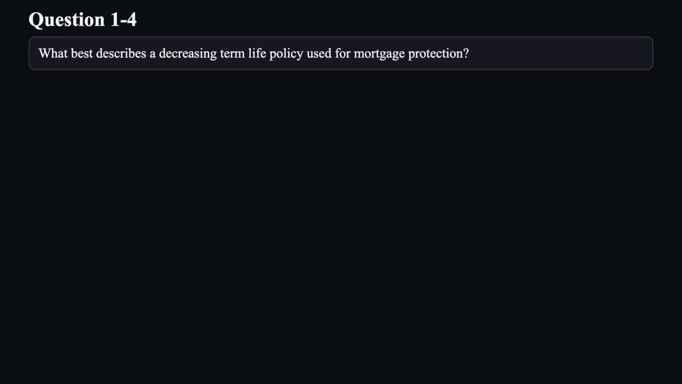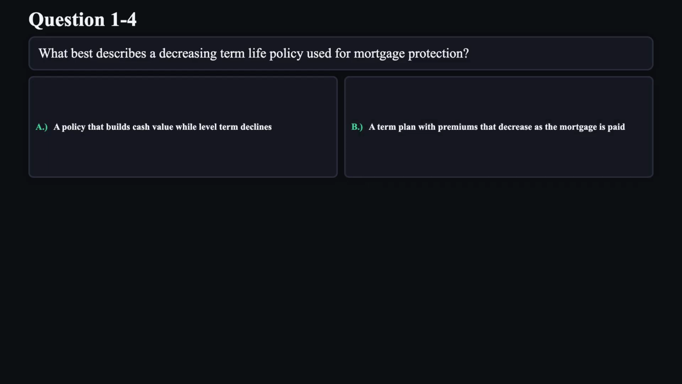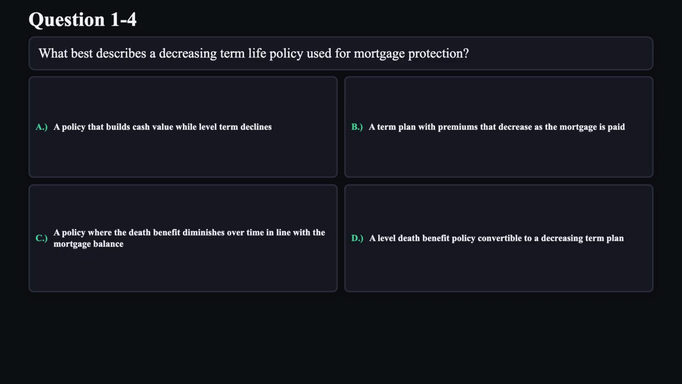Question 4. What best describes a decreasing term life policy used for mortgage protection? A. A policy that builds cash value while level term declines. B. A term plan with premiums that decrease as the mortgage is paid. C. A policy where the death benefit diminishes over time in line with the mortgage balance. D. A level death benefit policy convertible to a decreasing term plan.